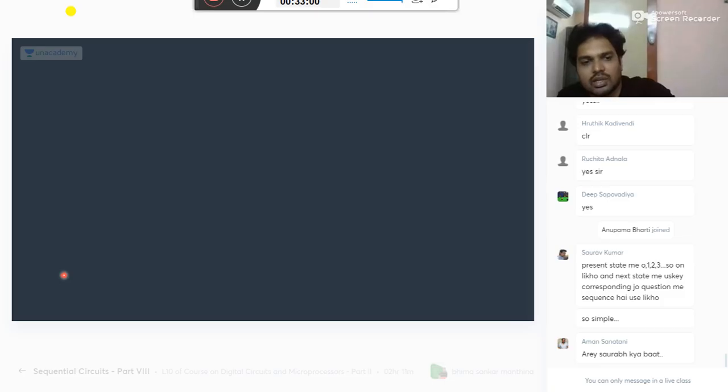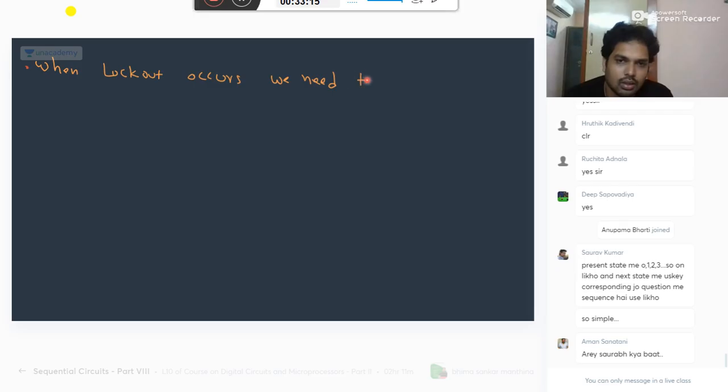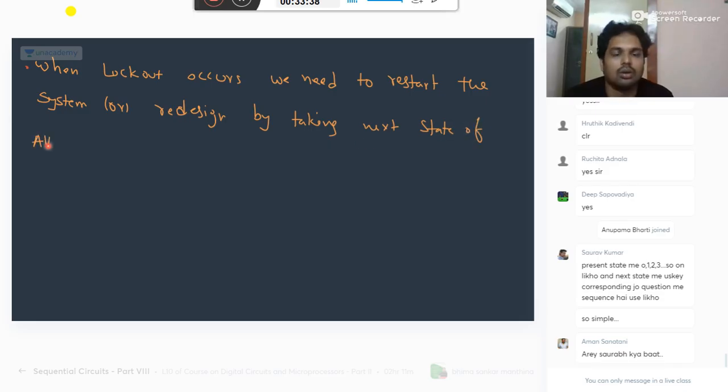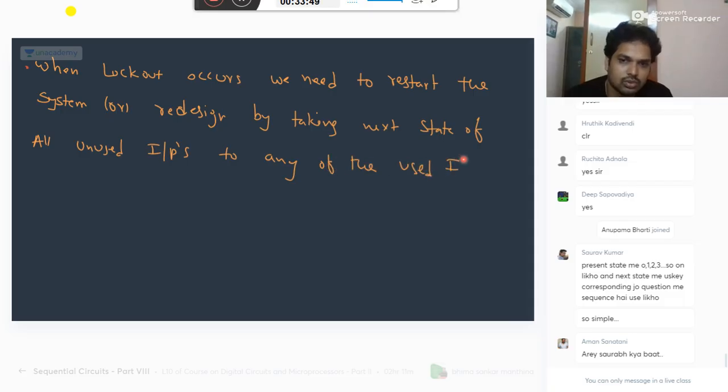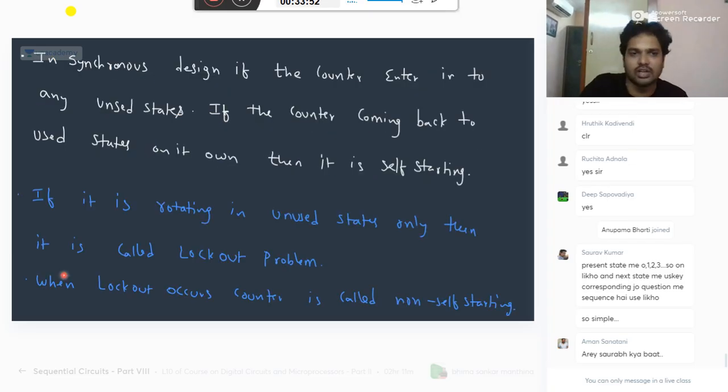Okay, next line, I will explain it, just wait. When lockout occurs, we need to restart the system or redesign by taking the next state of all unused inputs to any of the used inputs. I will explain these points with the help of this problem. Just for the time being, leave it.